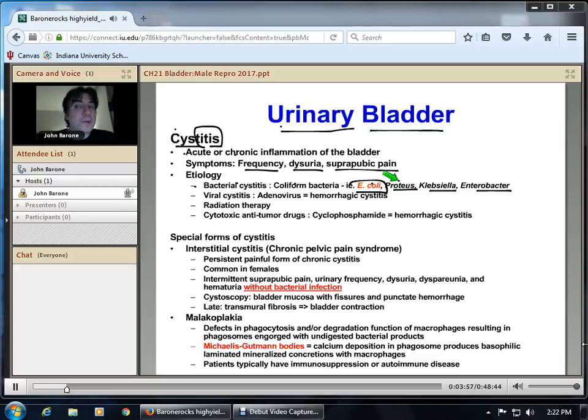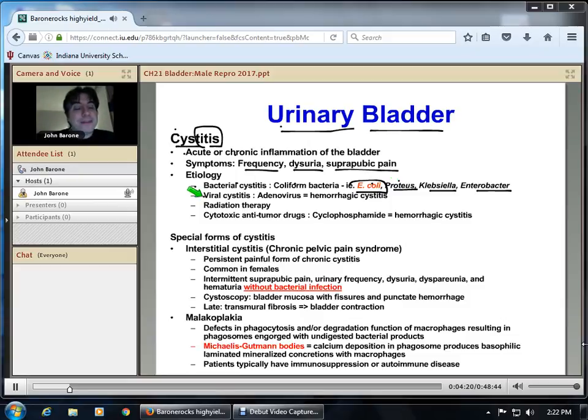Now, remember we talked about Proteus. It's a urea-splitting organism. So this can get up into the kidney and cause stones. Do you remember the magnesium ammonium phosphate stones? Yes, it can cause those struvite stones, for Proteus. And again, it's more common in women because of the short urethra, more cystitis, and then it can get up to the kidney and cause pyelonephritis and stones.